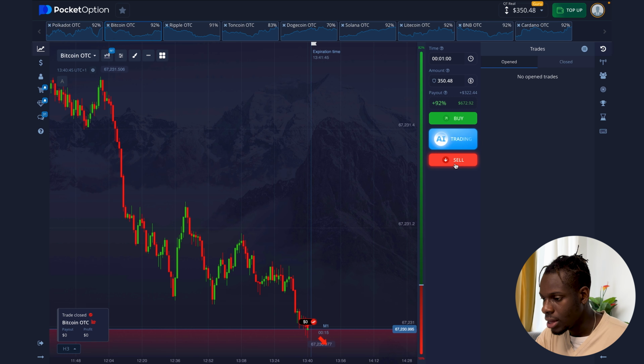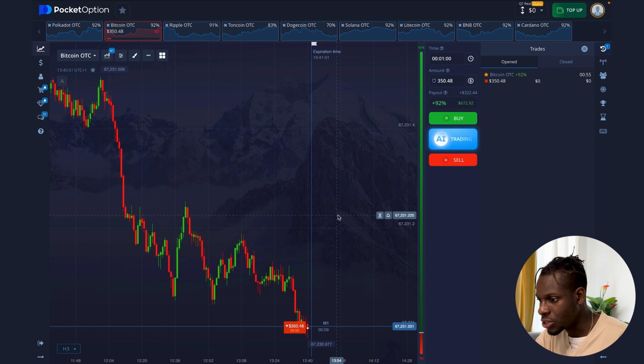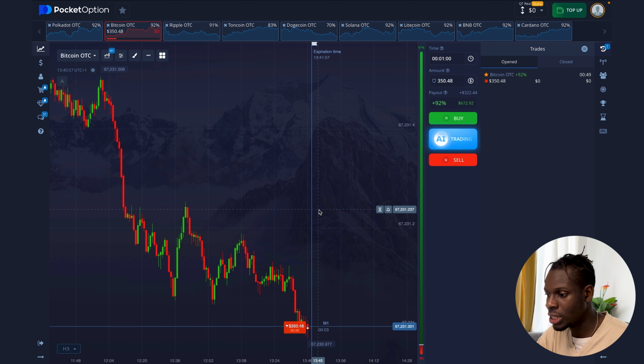Okay, the first one unfortunately closed in loss, but I still believe that we would get a decent push downwards. I've opened the next trade, guys, for a sell, for the same logic. We should get a decent push downwards, especially since we're not getting rejections from that level.